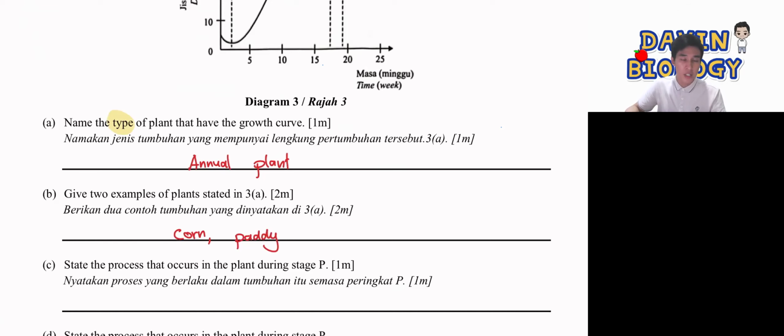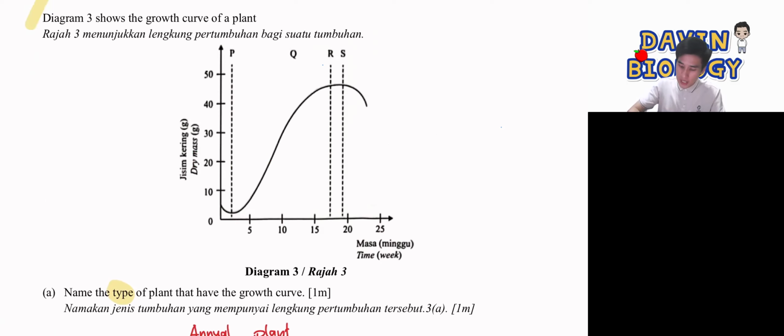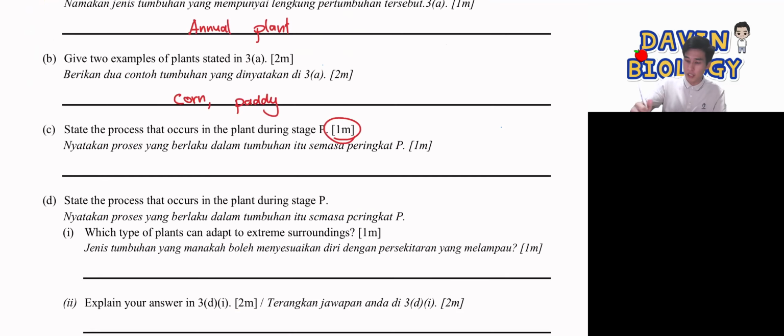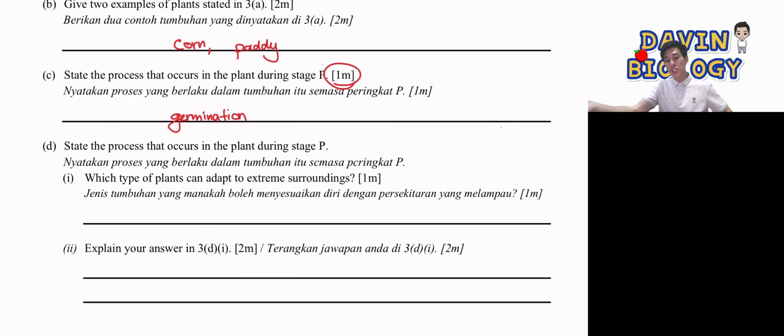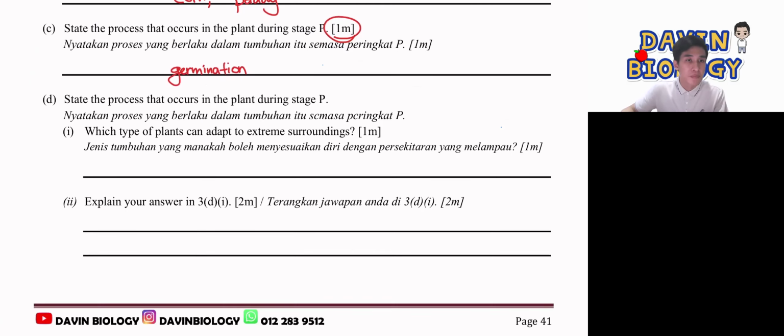State the process that occurs in the plant during stage P. Now they only want 1 mark. So the process that occurs here, what are they doing here that causes the mass to decrease? Obviously, germination. So don't need to explain. Just one process, 1 mark, right? Keep it simple. Hey, I'm so sorry, this is a mistake. Yeah, just look at these two.